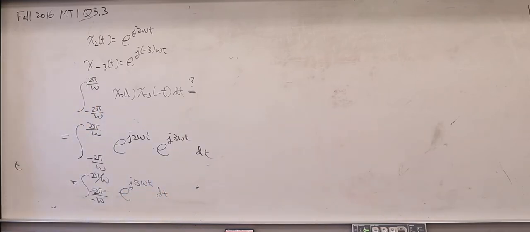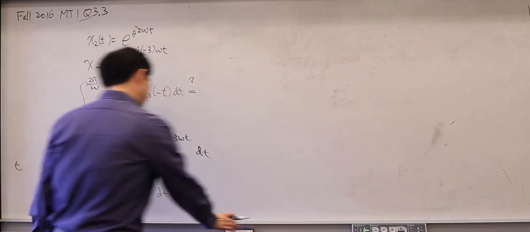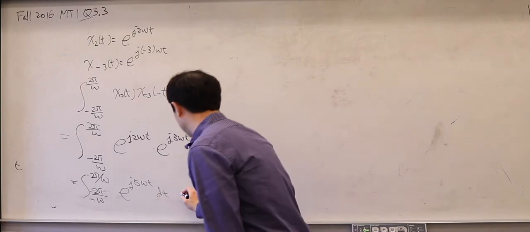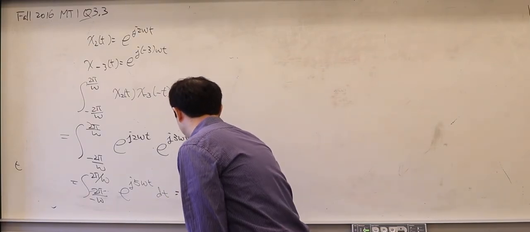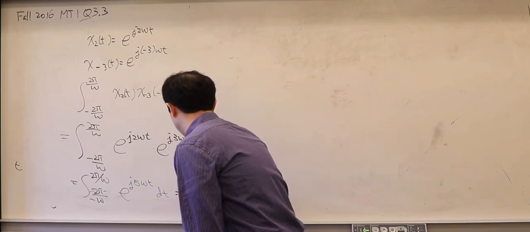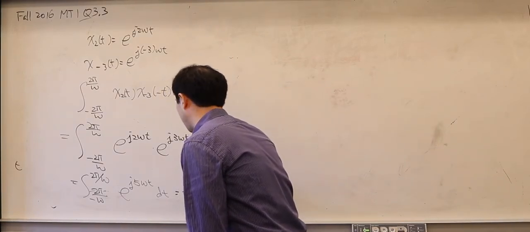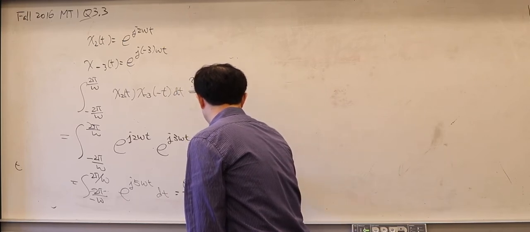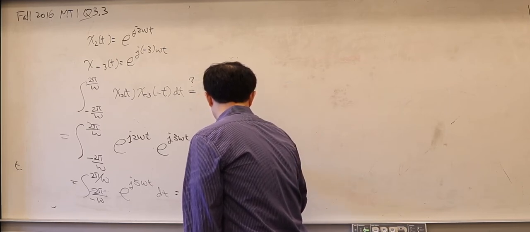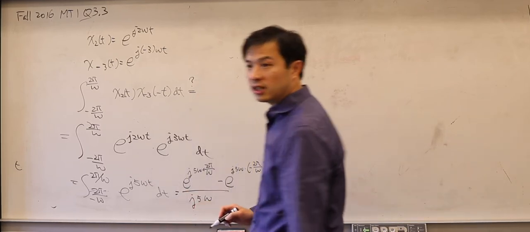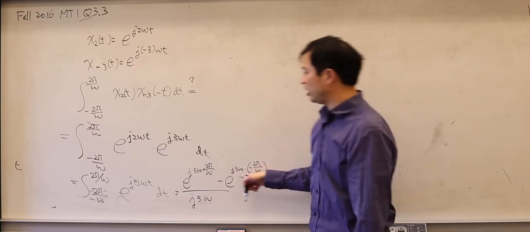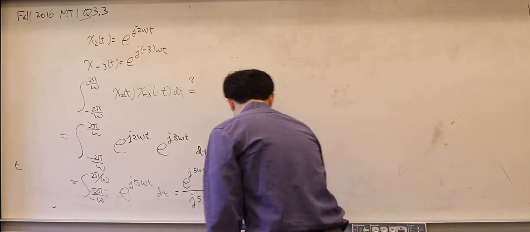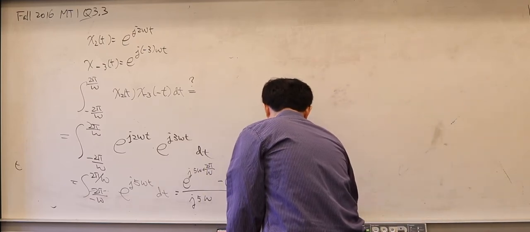The question is, how do we proceed? The way we proceed is we just follow basic integration. So you get 1 over j5 omega, e^(j5 omega) times 2 pi over omega, minus e^(j5 omega) times negative 2 pi over omega. So basically the same as before: integration, the upper limit minus the lower limit. And if you do it right, you get 1 over j5 omega.